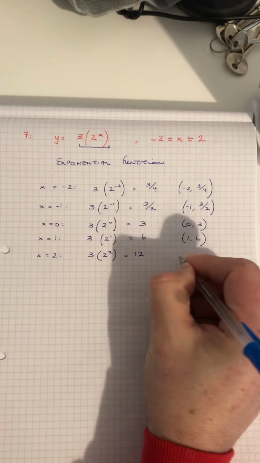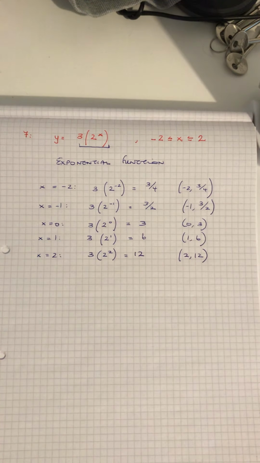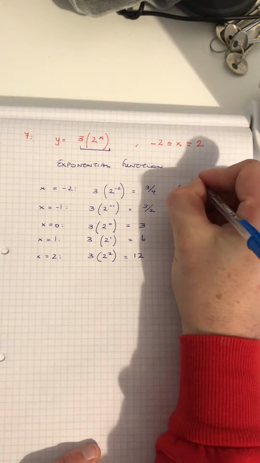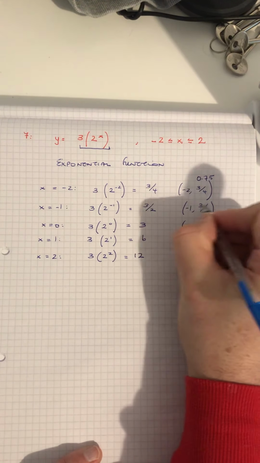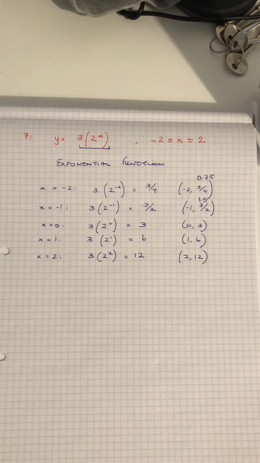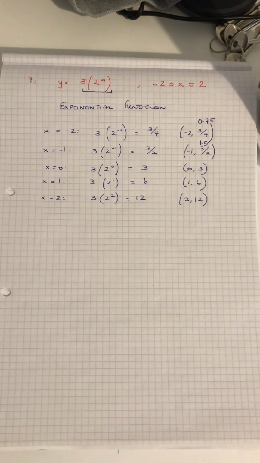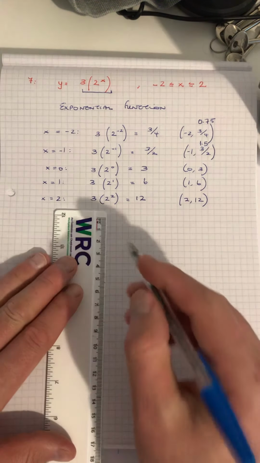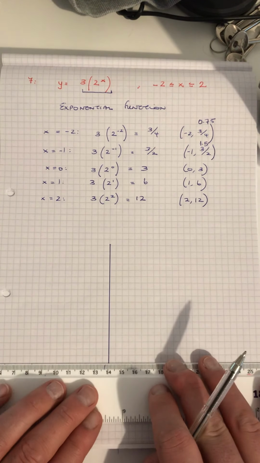12. So your function has the points -2, 3/4, which is the same as 0.75; -1, a half, 3.5 is the same as 1.5; just see whichever way you want to plot them on the diagram. Okay, so now you're going to draw your graph, and we need to get up as far as 12, so we give ourselves a bit of room.